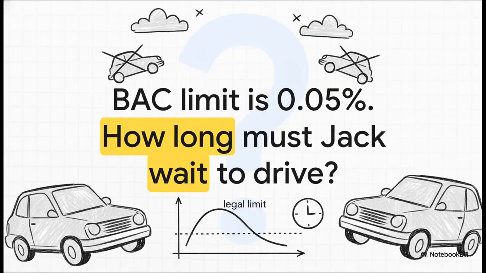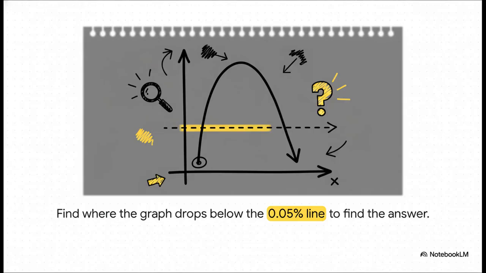Okay, now for a more serious question. This graph shows someone's blood alcohol concentration, or BAC, over time. Now, let's say the legal limit to drive is 0.05%. Looking at this graph, how long does Jack need to wait before he can legally get behind the wheel? This is where reading a graph is about a lot more than just numbers. It's about safety. So here's how we figure this out.